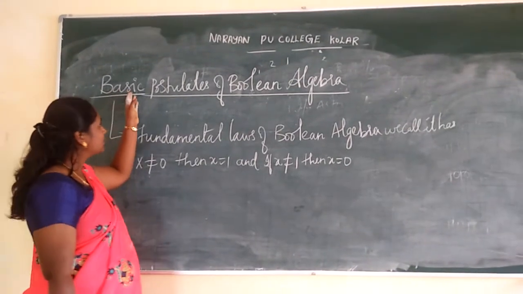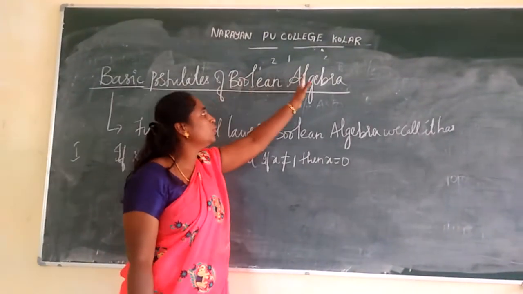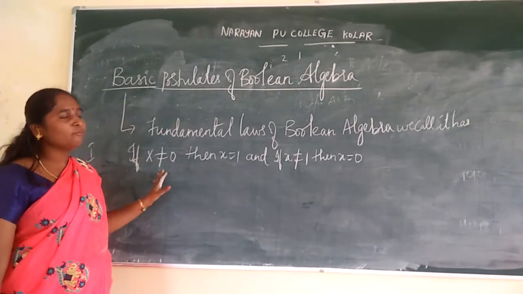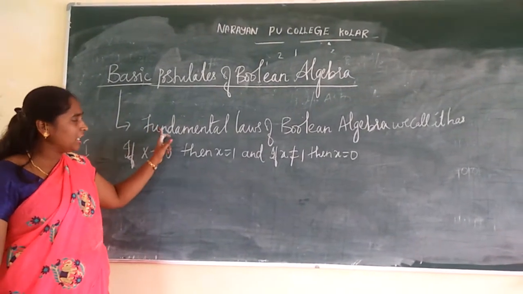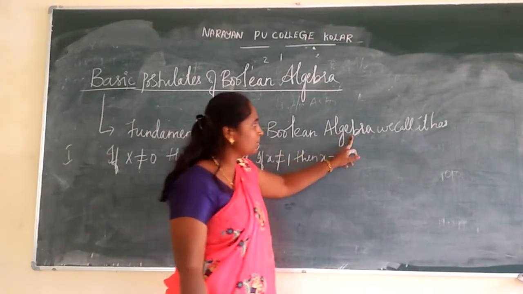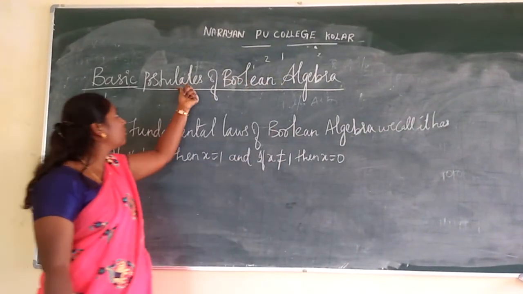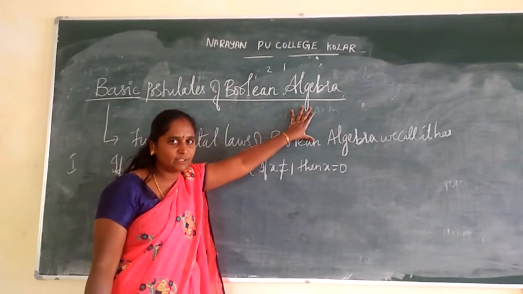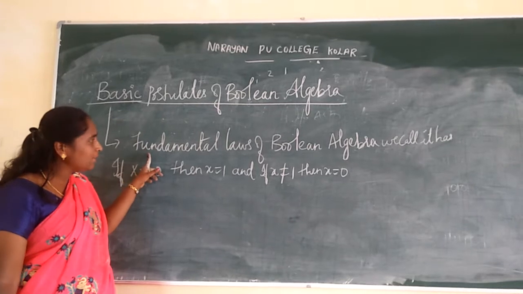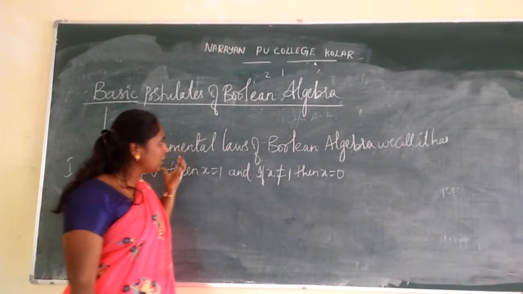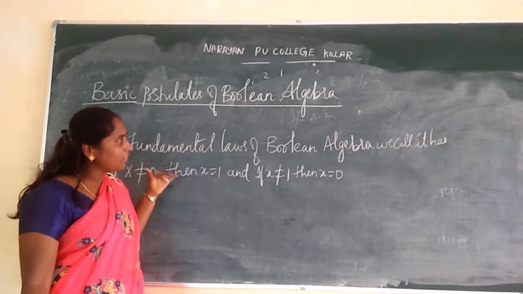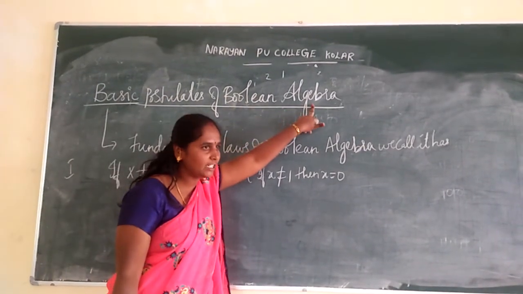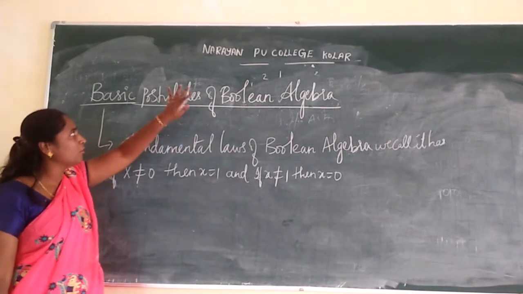The next topic is basic postulates of Boolean algebra. What are these basic postulates? Basic postulates of Boolean algebra are nothing but the fundamental laws of Boolean algebra. Once again, I am telling, the fundamental laws of Boolean algebra are also called the postulates of Boolean algebra. There are 4 postulates of Boolean algebra.